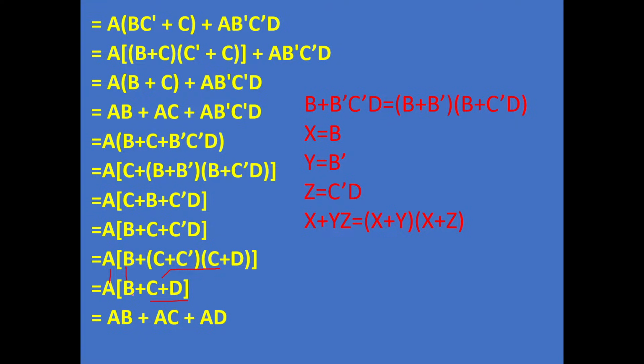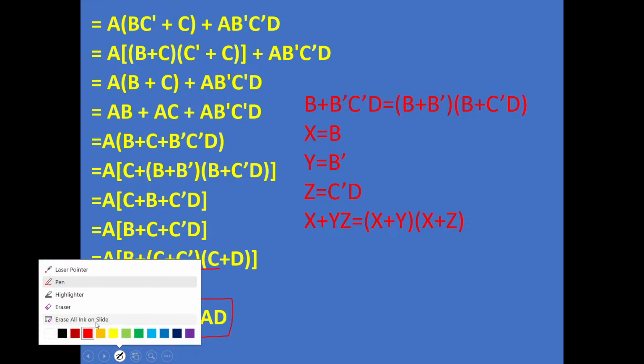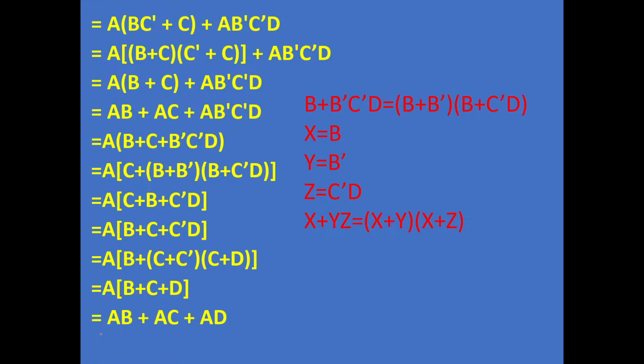So A into B plus C plus D. Now multiply A with this whole term, otherwise leave it as it is, your wish. So our simplified Boolean expression is AB plus AC plus AD.